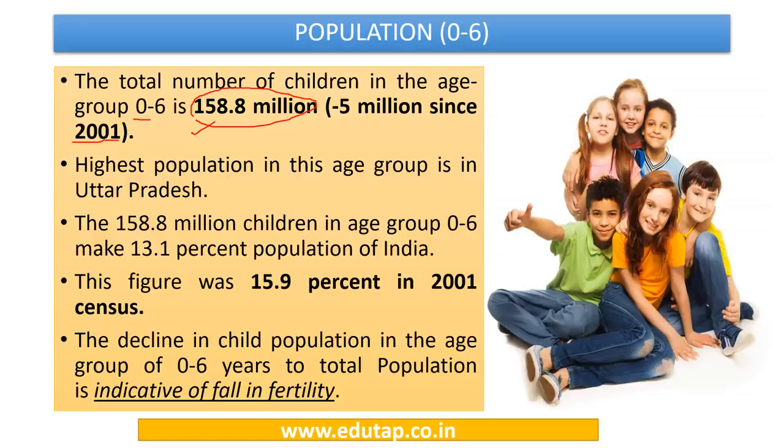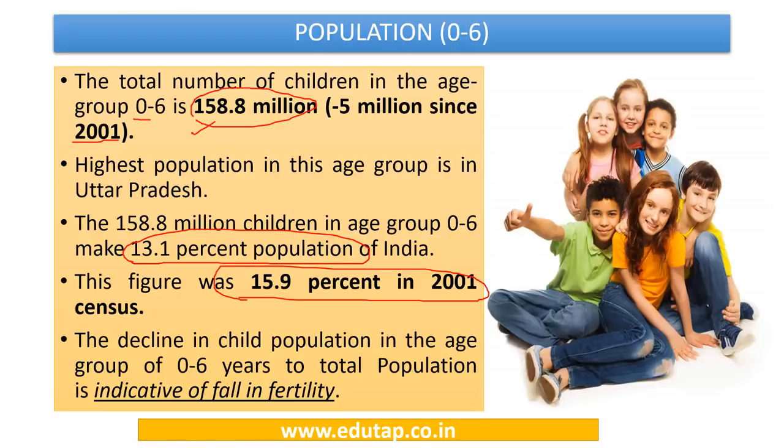This is a very important fact that the 158.8 million children in the age group 0 to 6 make up 13.1% of the population of India in 2011. However, the children in the age group 0 to 6 made around 15.9% of the population in the 2001 census. So this figure has declined. The population in the age group of 0 to 6 years has declined.